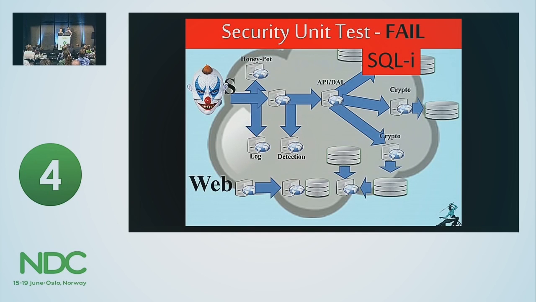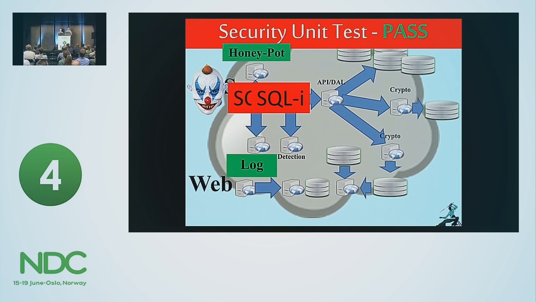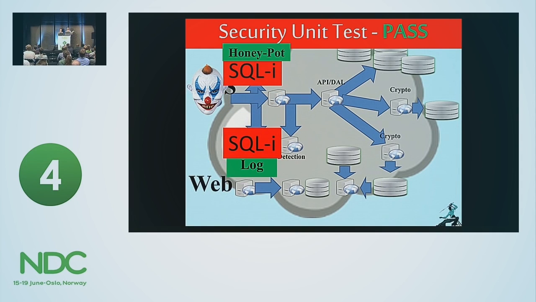When the attacker sends SQL to the database, the security unit test fails if the SQL makes it to the database. The unit test succeeds if the SQL is instead detected, sent to a honeypot, sent to a logging server, and not propagated to the database.